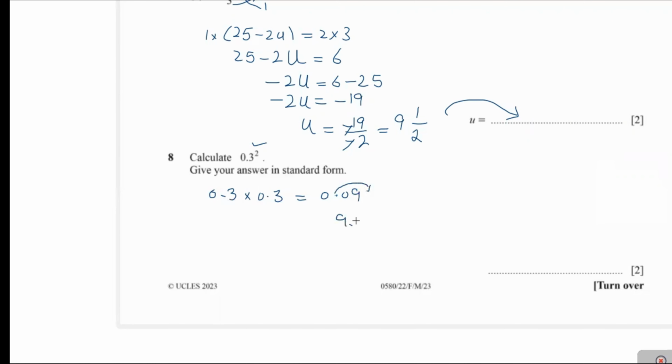Therefore, the value becomes 9.0, and that value is multiplied by 10 to the power minus 2, because the value 0.09 became 9. Therefore, to balance this value, we multiply by 10 to the power minus 2. Therefore, we get the answer: 9 multiplied by 10 to the power minus 2 is the answer. Now, go to the next question.